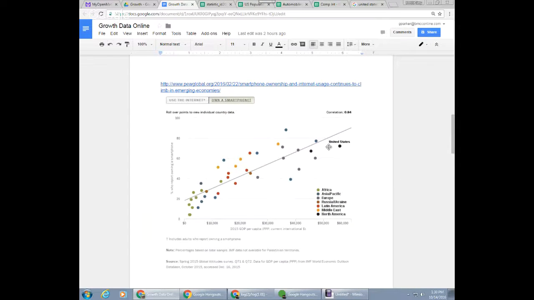It kind of lines up, but it's not over time. This is a graph of gross domestic product per person. So how much money the whole country makes divided by each person versus people that reported owning a smartphone. So if it's a rich country, more people have smartphones. If it's a poor country, less people have smartphones, was mostly what they were getting at with this report.